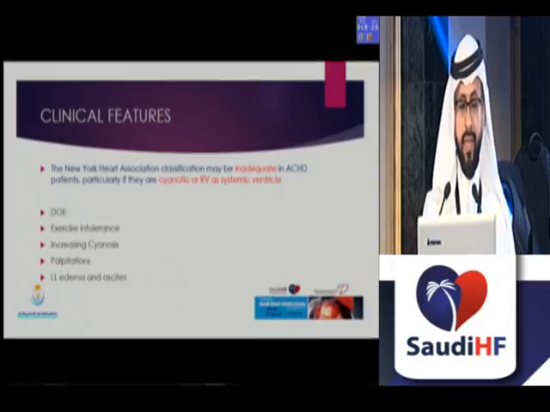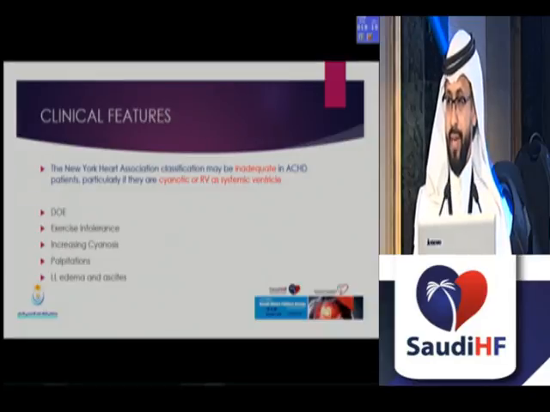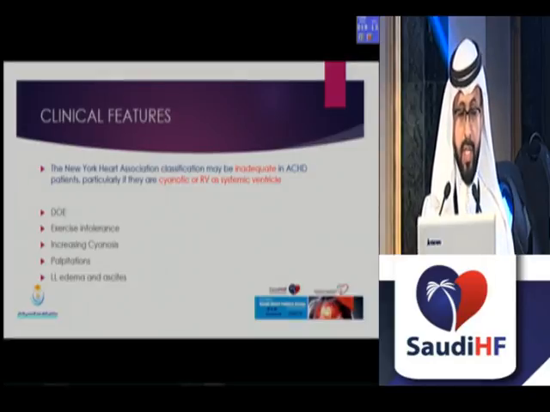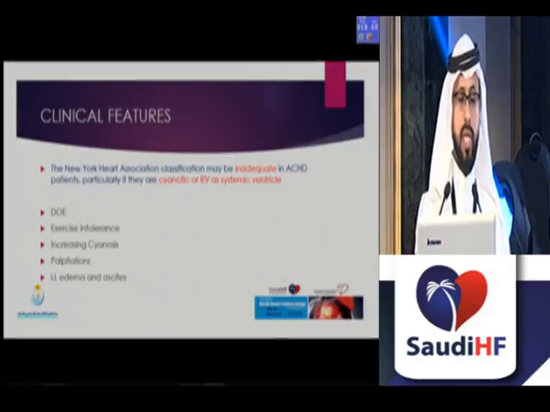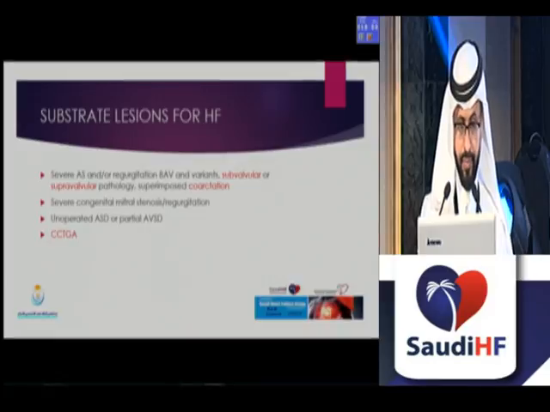Clinical features, I think the most important thing to mention here is that the NYHA classification does not really apply very well in this subset of patients, especially those with cyanotic heart disease, or I mean, especially those with cyanosis or the RV being the systemic ventricle.